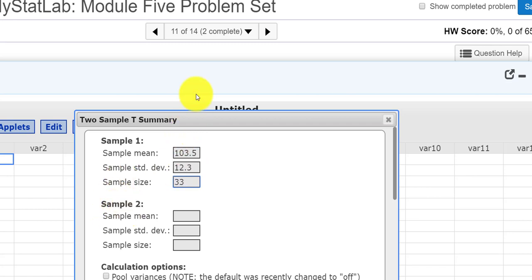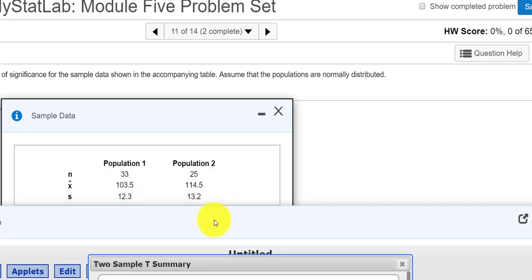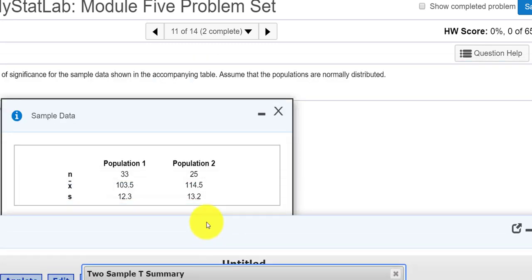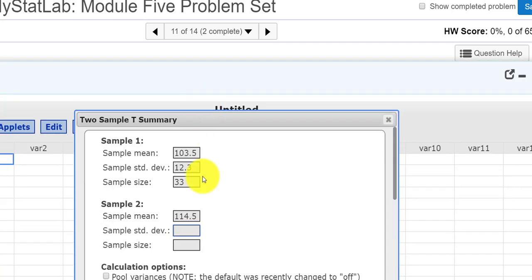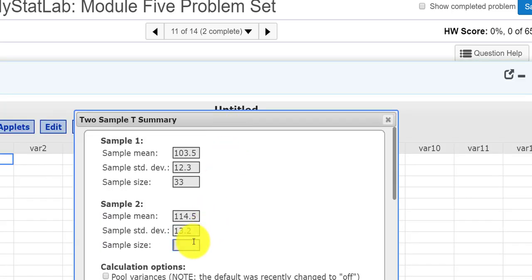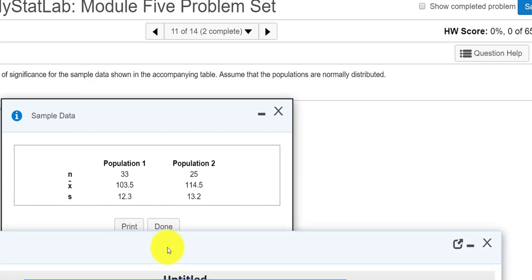And then for sample 2, looking at population 2, my mean was 114.5. My standard deviation for population 2 was 13.2. And the sample size was 25. Right? So again, this all came from the sample data that was provided to us.